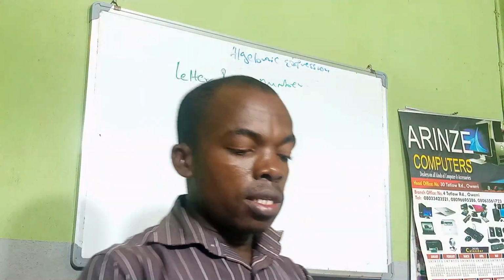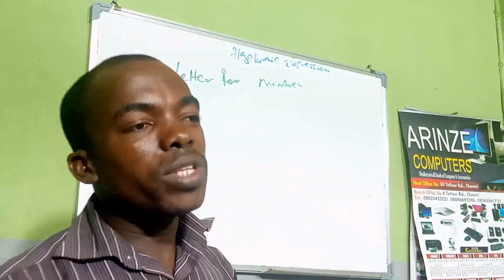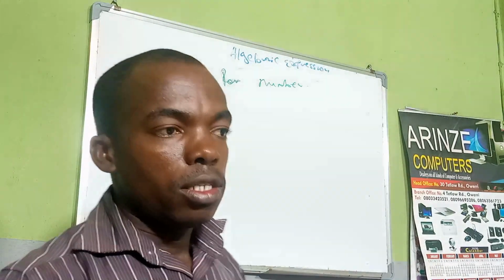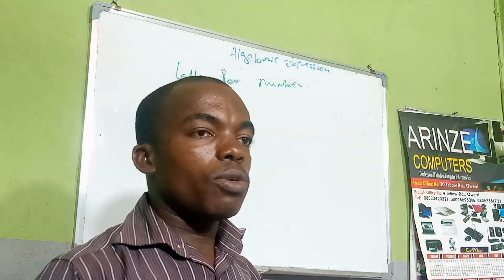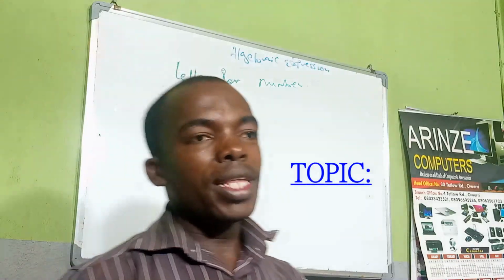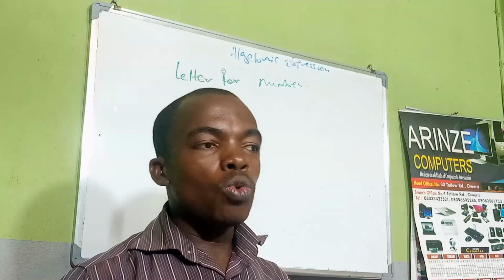So, as I was saying, we'll be looking at letter for a number. That is how to use letter to replace a number. The first one we're looking at now is addition of letters. Addition and subtraction of letters. The way we do addition of letters is also the same way we do subtraction of letters.